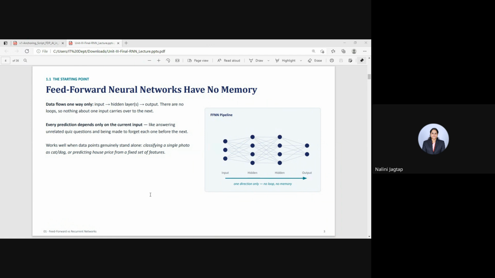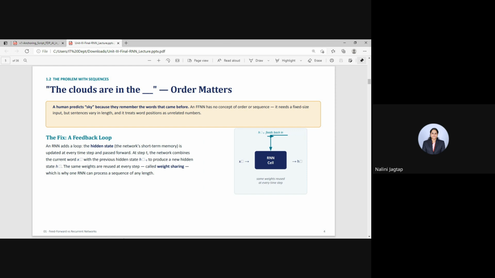Now the problem arises the moment data becomes sequential, meaning the correct interpretation of the current element depends on what came before it. Language is the clearest example of it. So consider the sentence, "The clouds are in the ___." Example, right? What does this example say? That a human or a good model can predict the word "sky," right? Because it remembers and uses the words that came before.